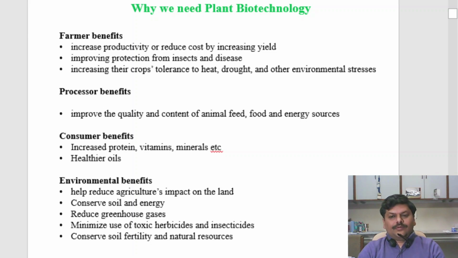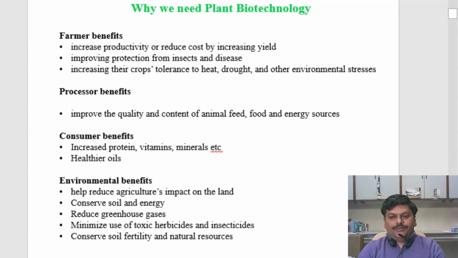These days, since environmental pollution is a concern for ourselves, it is also a concern for our plants. For example, air pollution, depletion of the water table, degradation of soil, and increasing environmental temperature because of the phenomenon of global climate change. So plant biotechnology is being used to make newer and better crop varieties which have more tolerance towards these abiotic stresses, such as heat stress, drought stress, and environmental pollution.